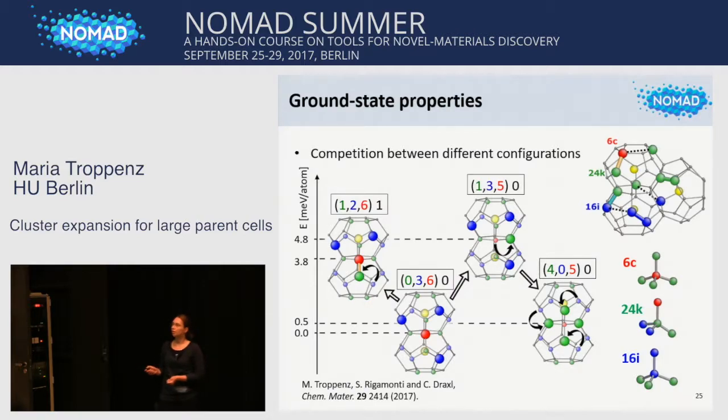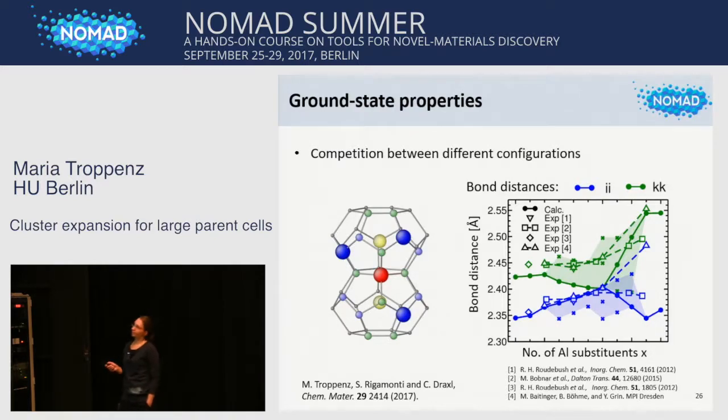Another possibility is to move the aluminum atom from the 6C position and put it into a 24K position. That also costs some energy, which is 4.8 MeV per atom, but at the same time we can regain this energy by moving the atoms which sit at the 16I positions to the 24K positions. And then we obtain, by this simultaneous move, a quasi-degenerate state, which is similar in energy to the ground state.